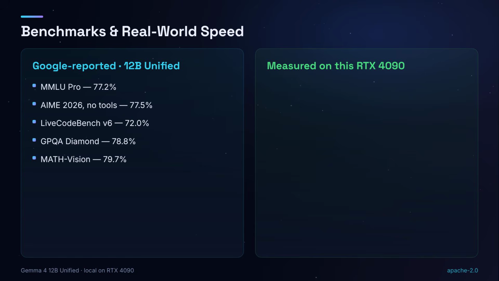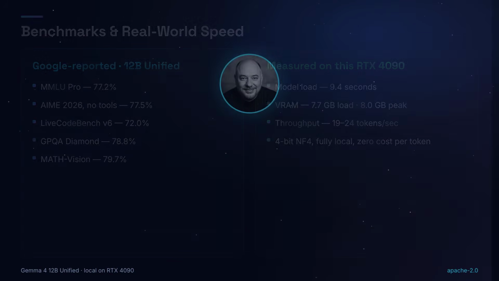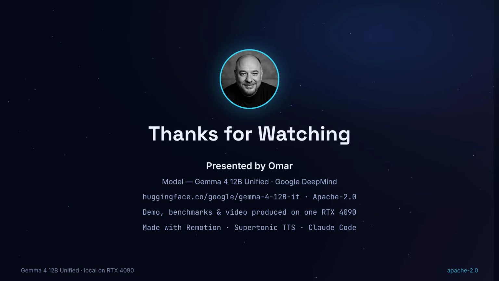And on this actual machine, the model loads in 9.44 seconds, sits at 7.7 gigabytes of VRAM, and streams 19 to 24 tokens per second, 4-bit, fully local, at zero cost per token. And that's Gemma 4 12B Unified, frontier-level multimodal AI that sees, listens, and reasons, running comfortably on a single consumer GPU. All the model weights are open under Apache 2, available on Hugging Face at google/gemma-4-12b. Everything you saw, the demo, the benchmarks, and this very video, was produced on one RTX 4090. Thanks for watching.